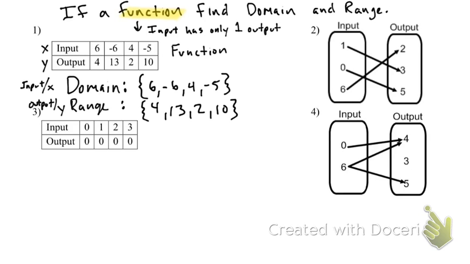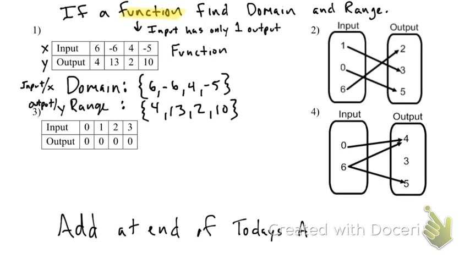What I'd like you guys to do now is I want you to do number 2, 3, and 4. You're going to add this at the end of today's assignment. Okay? So I think it's 1 through 7 all. So add this at the end of Tuesday's assignment or today's assignment. Okay, remember today's assignment is due Wednesday, but you should finish it today.